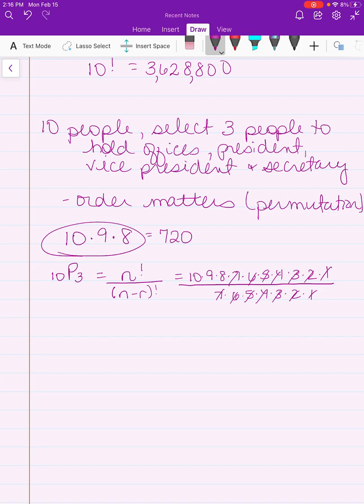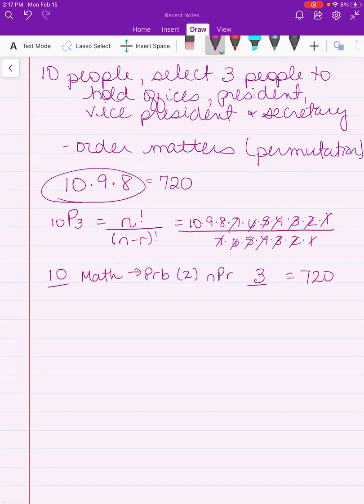So if I put in 10 and then go to math, probability, select number 2, which is nPr, and then I put in 3, that also gives me the 720. Because the calculator is actually working out this formula for you.